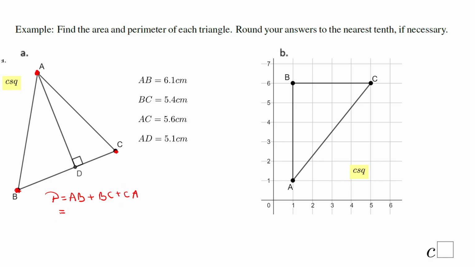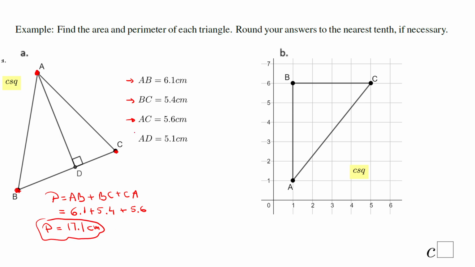Now, do we know all these things? AB is 6.1, we can see it is given right here. BC is 5.4, and CA, which is the same as AC, is 5.6. As you notice, we don't really need to add AD in this expression. So we have 6.1 plus 5.4 plus 5.6, and I end up with 17.1. Let's use the unit centimeter, because we have the units.